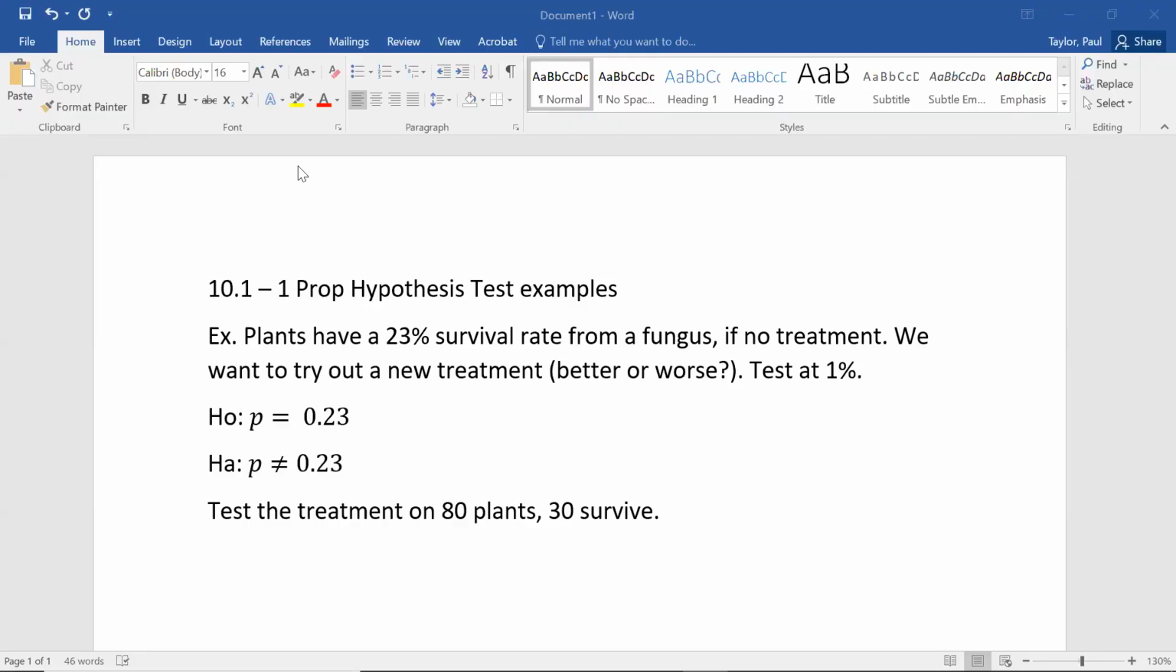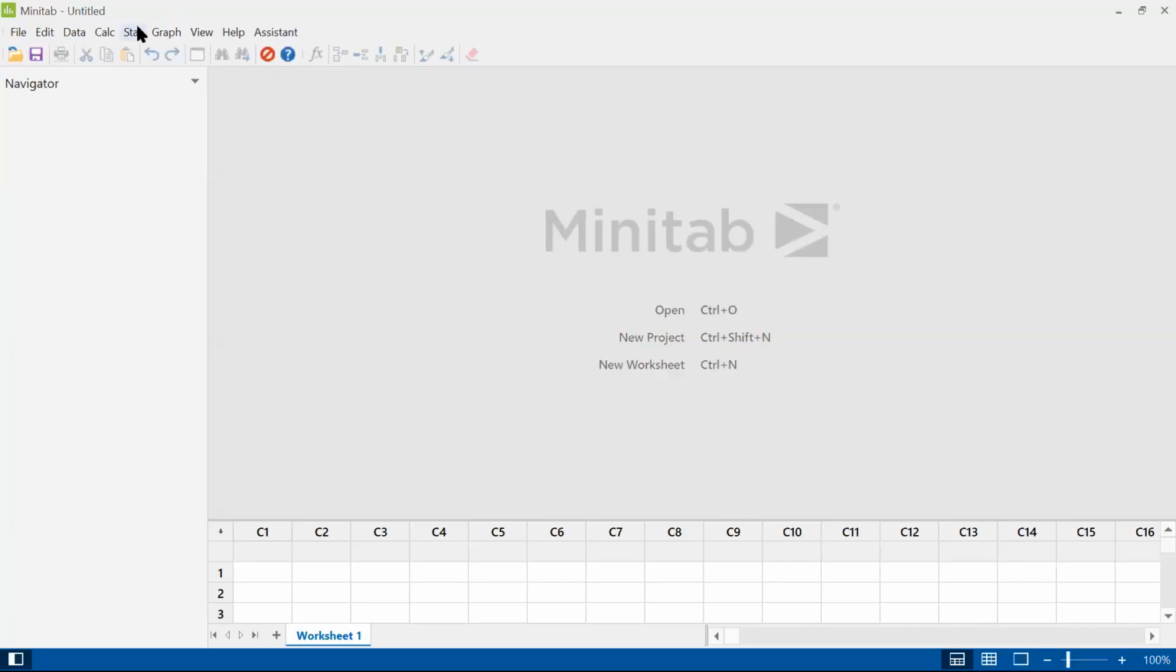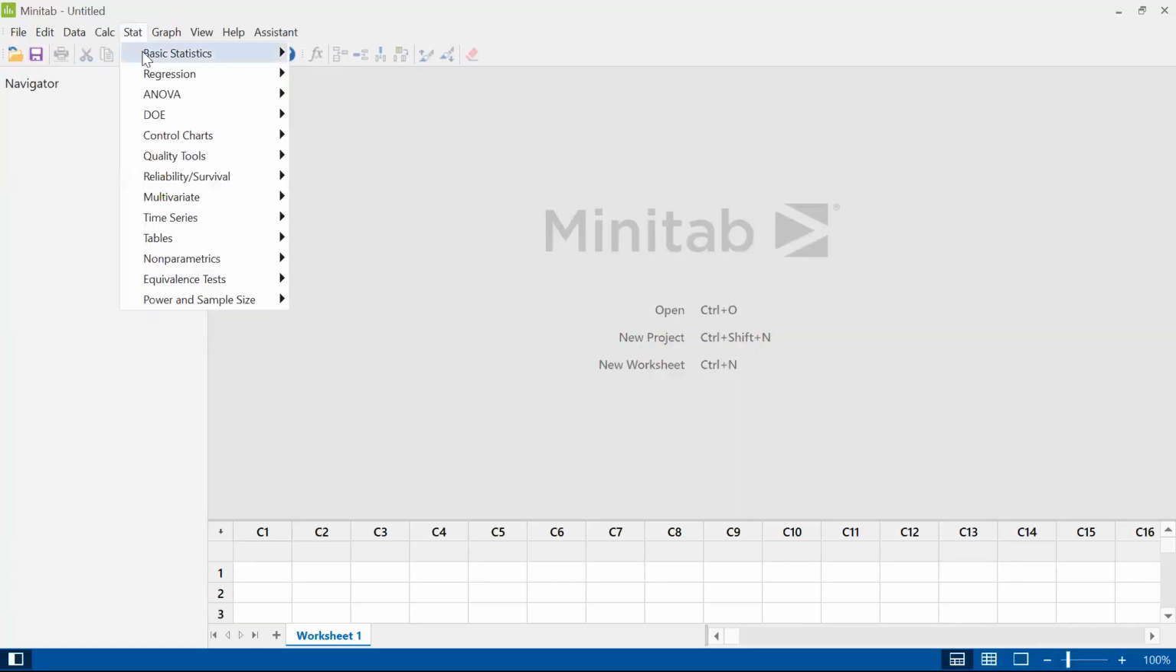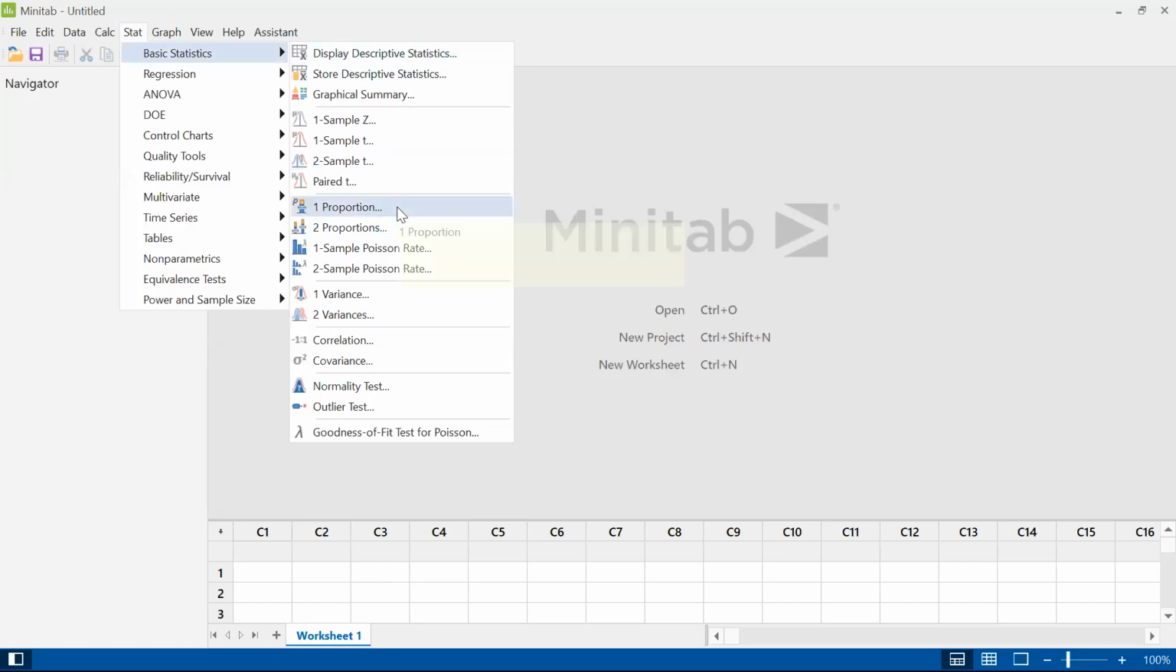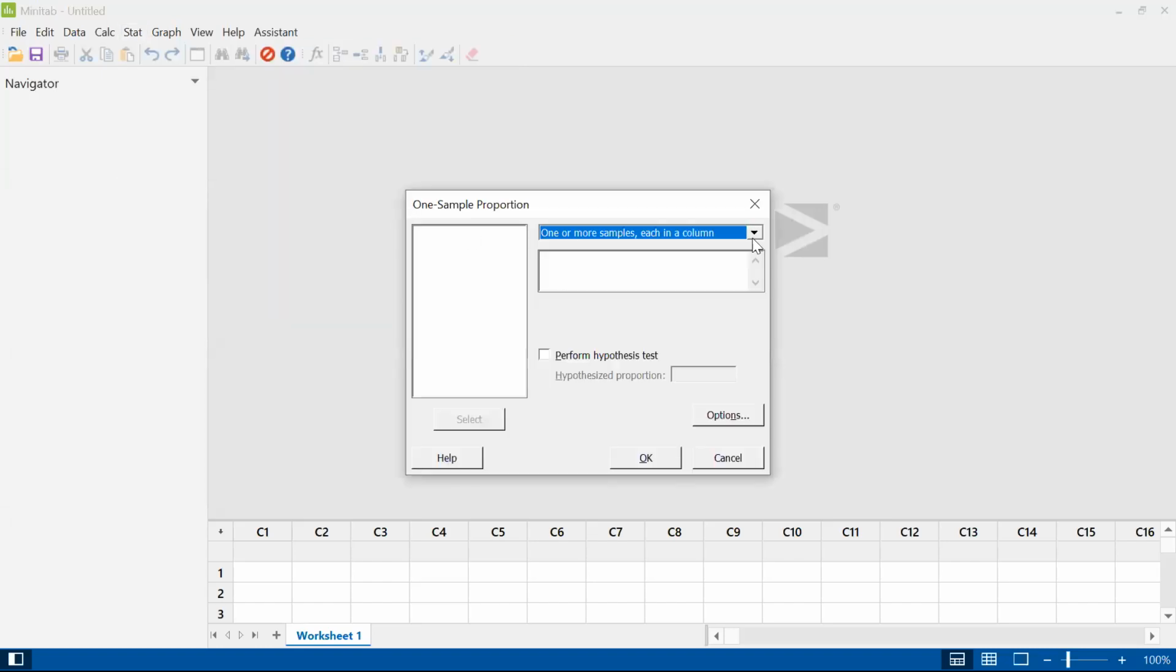And how do we run the hypothesis test? We go Stat, Basic Statistics, One Proportion. I have the summarized data. Eventually we'll have examples where we actually have the data in the table, but not for a while. It was 30 out of 80 that survived. The event we're looking for, which is the plants recover, there was 30 of those. The total number of trials was 80.